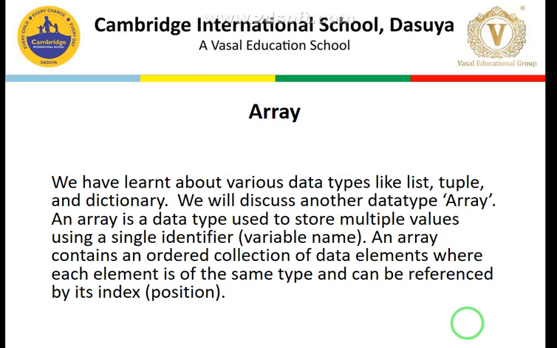An array contains an ordered collection of data elements. We have already gone through list. List was an ordered collection of data elements where each element is of the same type. So the data type of the elements should be the same, and they can be referenced using their index value or positional value. We'll focus on the index value also, because this is a very crucial part, and it will be used in a big way in the advanced lectures of Python.